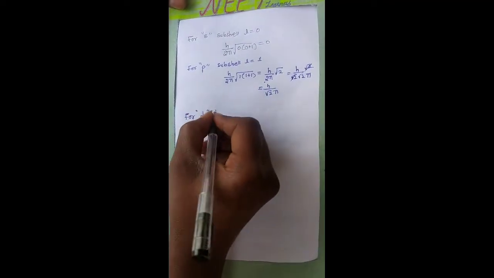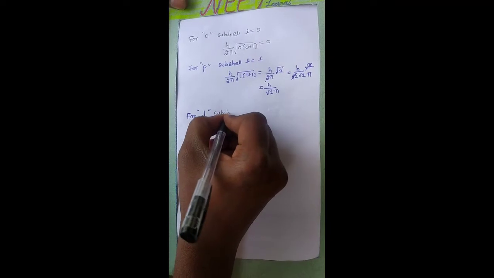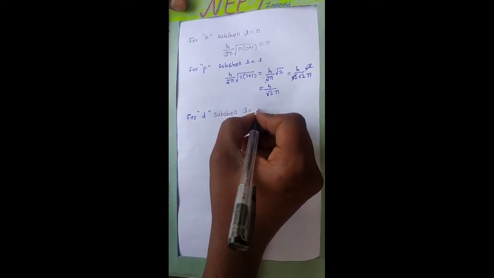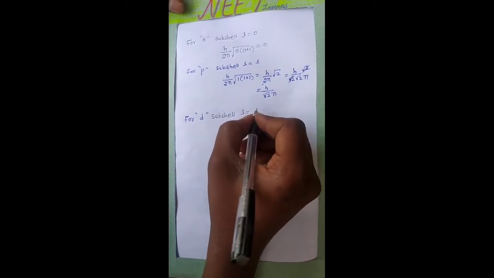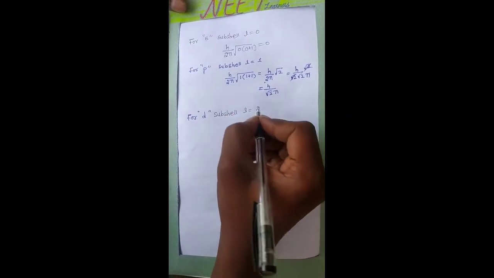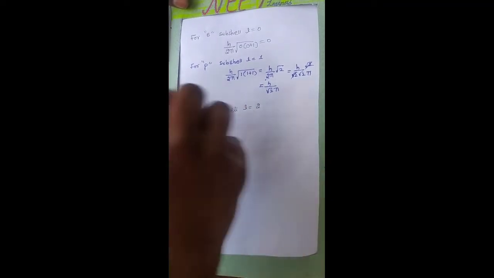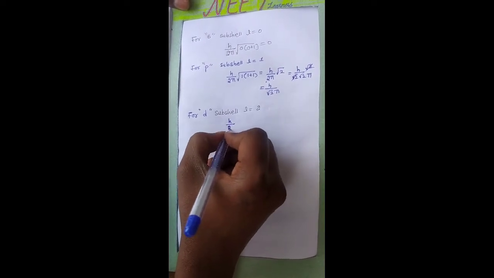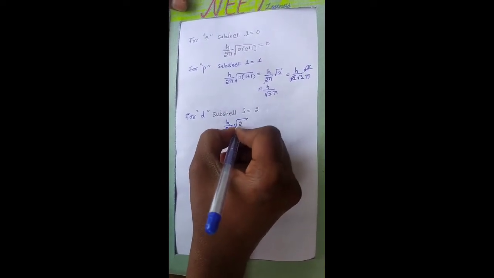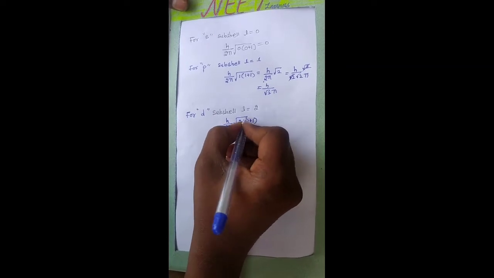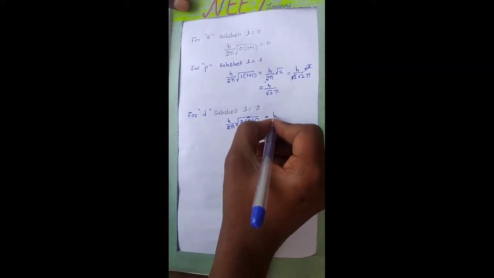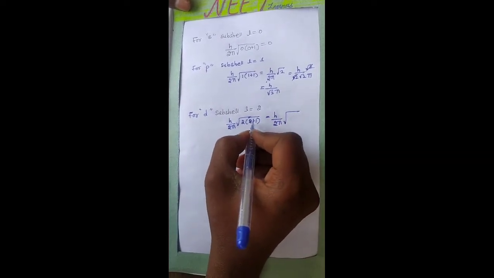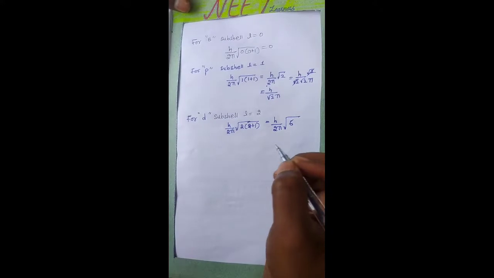Okay, students, we also apply this for the D subshell. Same, students, the same questions have been repeated in the previous also. So please concentrate here. L is equal to 2. So h by 2 pi under root of 2 into 2 plus 1 is equal to h by 2 pi under root of 2 into 3, which is 6, root 6.